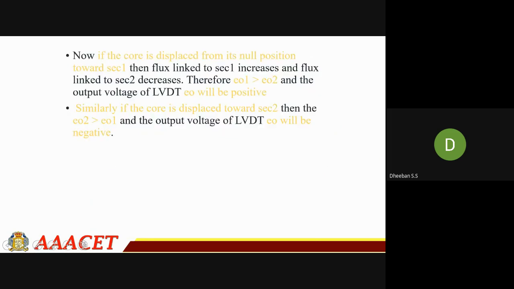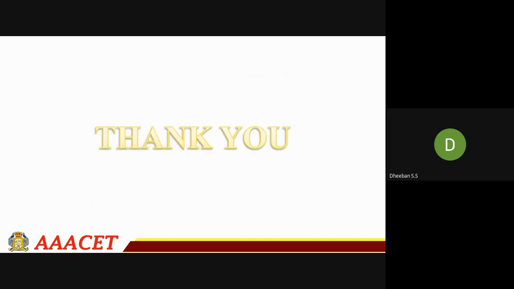If the core is displaced from its null position towards the secondary one, then the flux linked to the secondary one increases. The same happens with the other secondary two coil. Similarly, over here the induced voltage will also increase. So this lecture gets over.